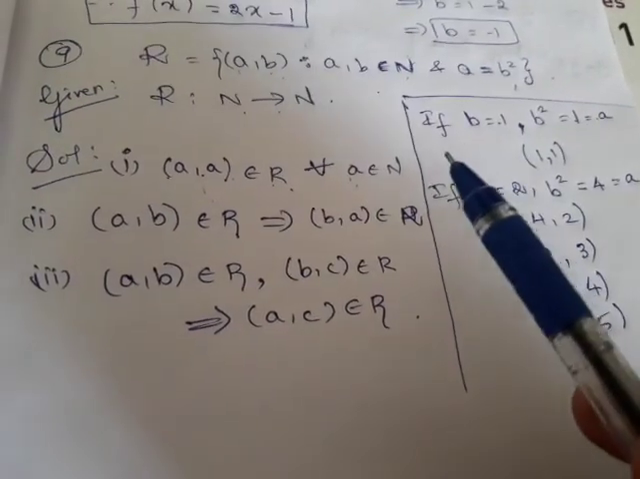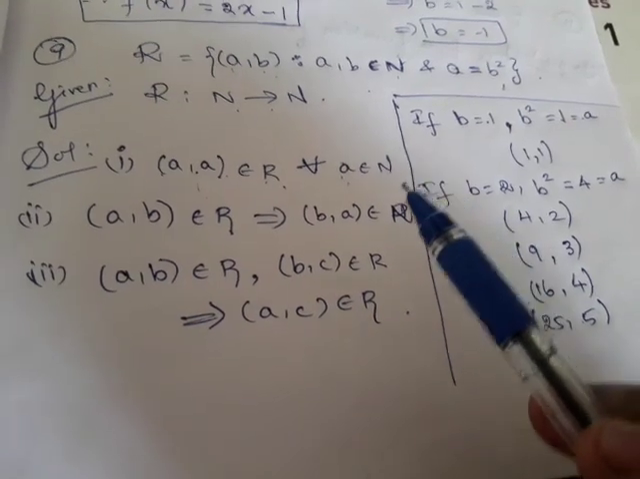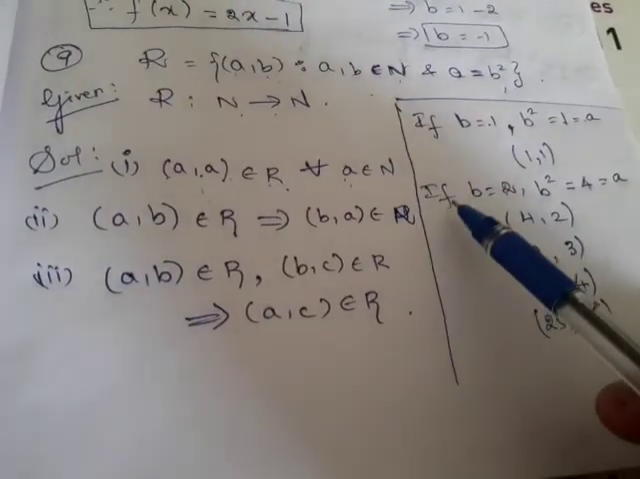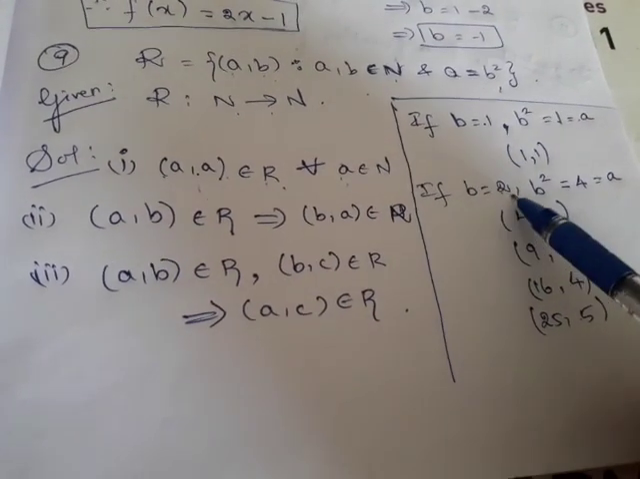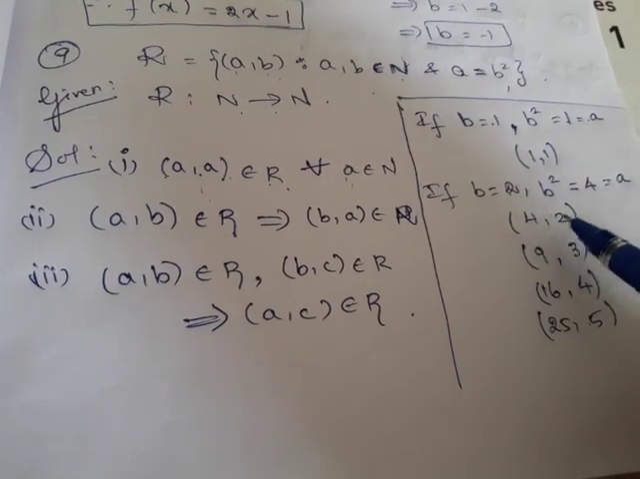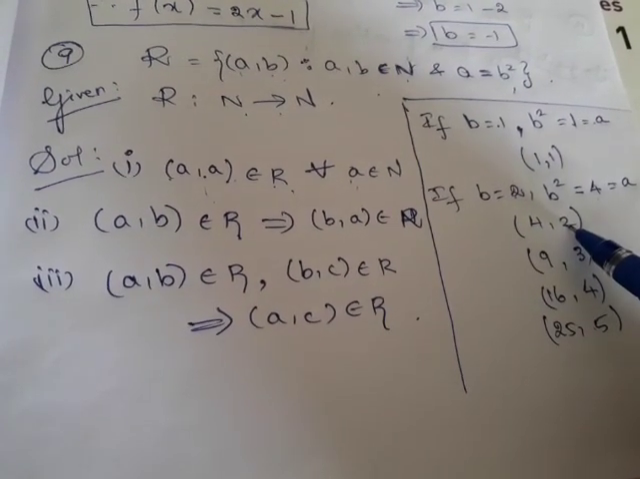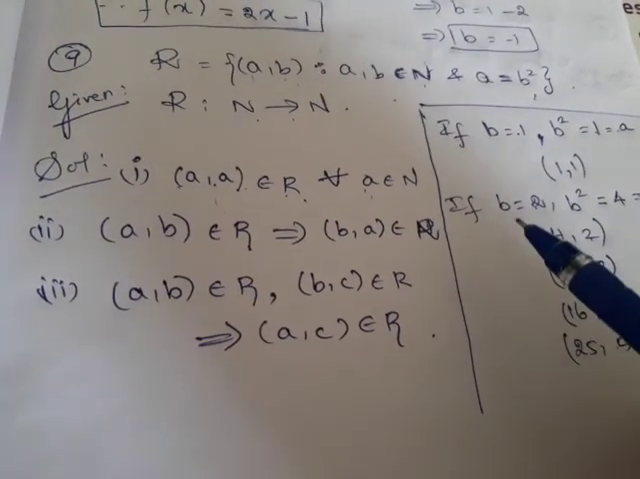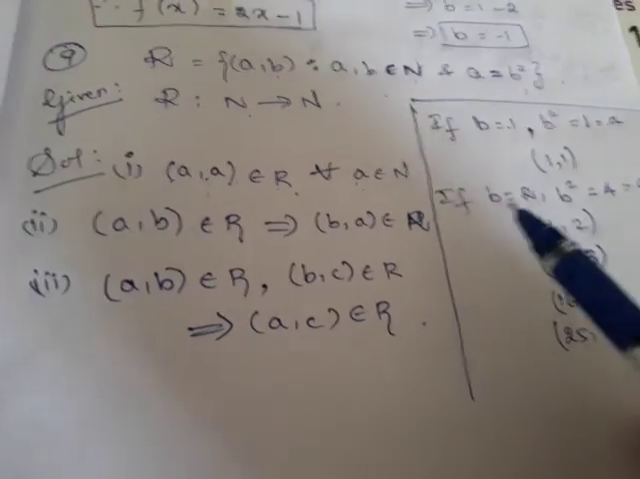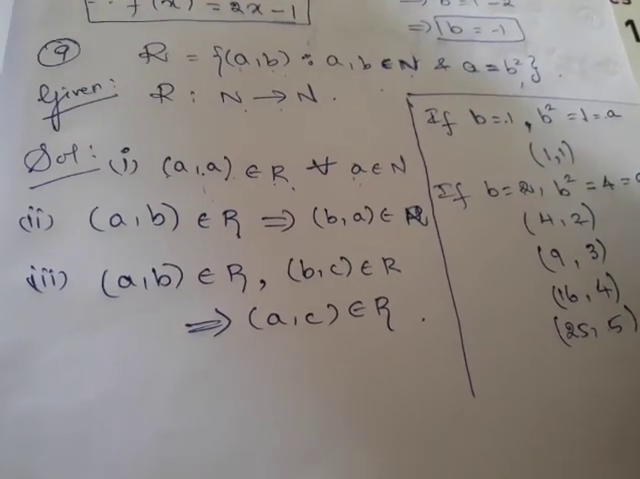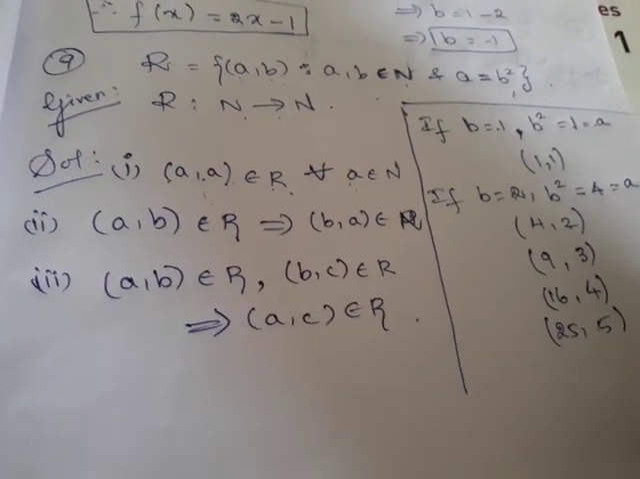Also they asked you to justify your answer in each case. So how will you justify? You have to show an example like this. You can write, if b is equal to 2, then b square is 4. Therefore your ordered pair will become 4 comma 2. Now this is not (a, a). Therefore for all a belongs to natural numbers, (a, a) does not belong to R. Therefore the given statement is not true. Like that you can justify your answer.